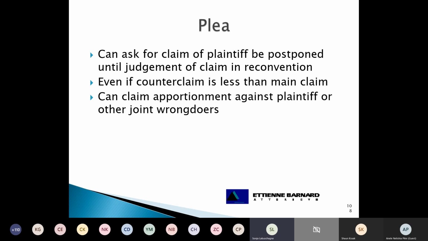If you then have your claim in reconvention, you can ask for the plaintiff to postpone the matter so that the claim in reconvention can be heard first. This you can do even if the counterclaim is less than the main claim. And then also you can claim apportionment against the plaintiff or any of the other joint wrongdoers. Remember, that's when you've added the new third party. So there is a lot of scope for what you can do with regard to the plea.